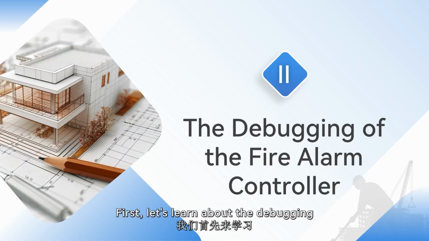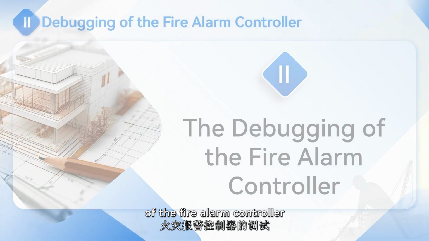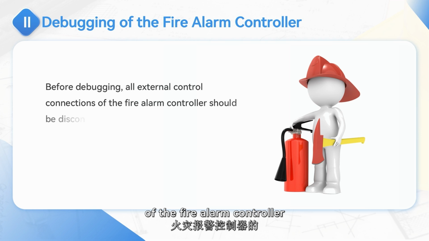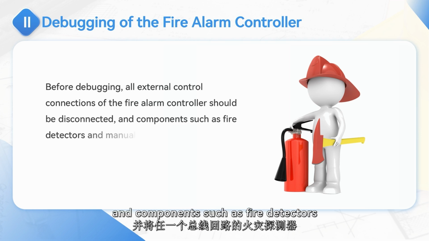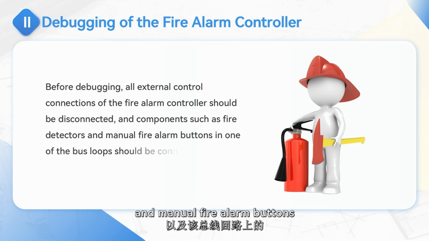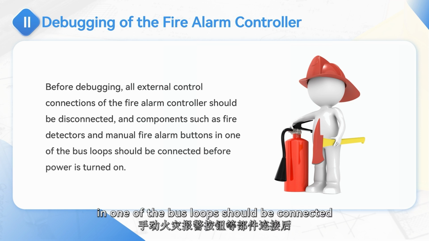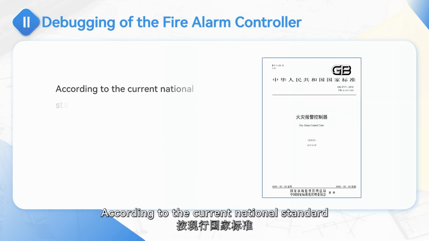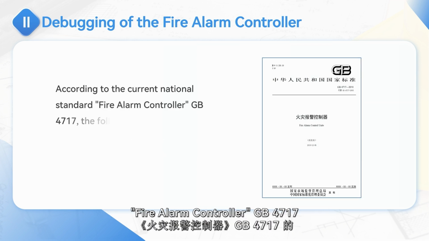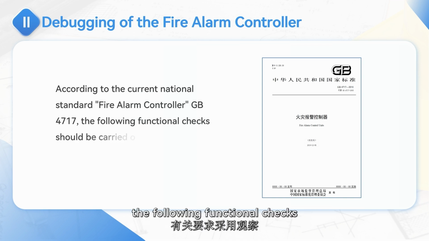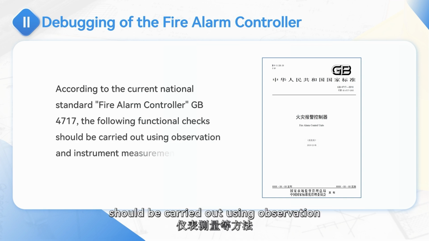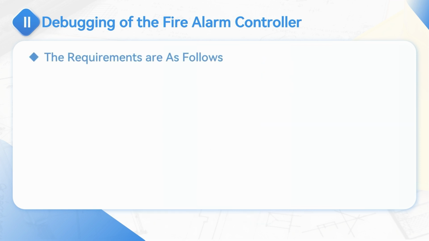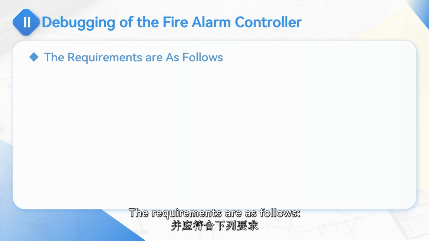First, let's learn about the debugging of the fire alarm controller. Before debugging, all external control connections of the fire alarm controller should be disconnected, and components such as fire detectors and manual fire alarm buttons in one of the bus loops should be connected before power is turned on. According to the current national standard, Fire Alarm Controller, GB 4717, the following functional checks should be carried out using observation and instrument measurement methods, and records should be kept. The requirements are as follows.